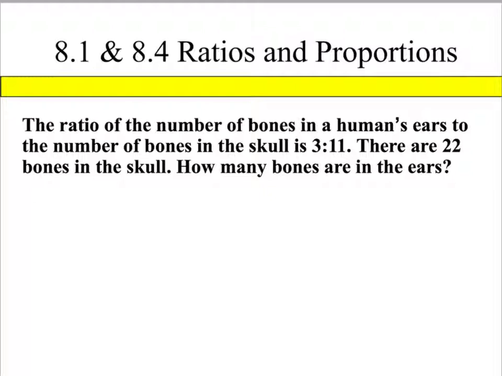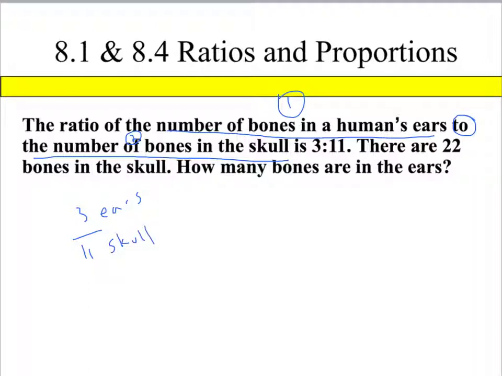It says the ratio of the number of bones in a human's ears to the number of bones in the skull is 3 to 11. That statement right there is very important. The number of bones in a human's ear is our first part, and the number of bones in the skull is our second part. So that's 3 to 11. So I'm sitting here and I'm thinking, all right, ears, skull.